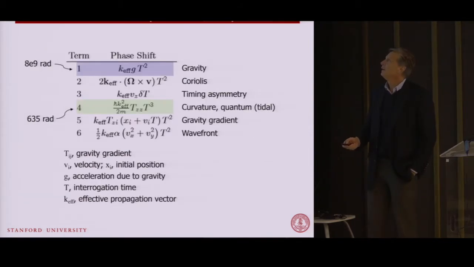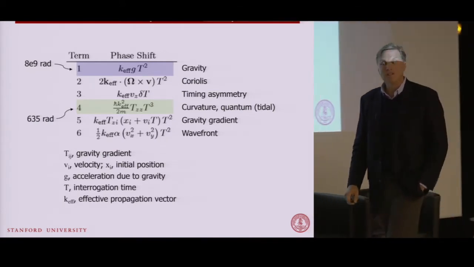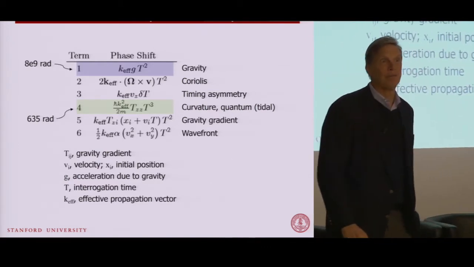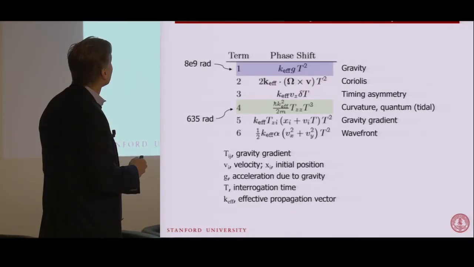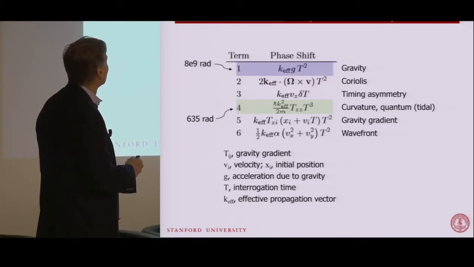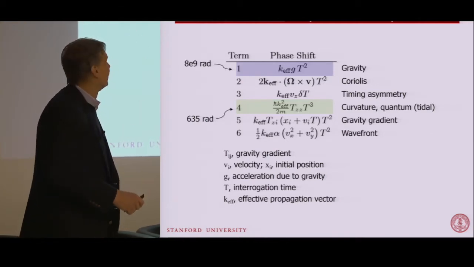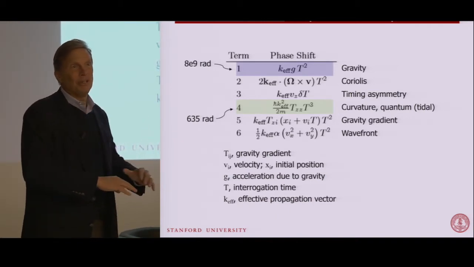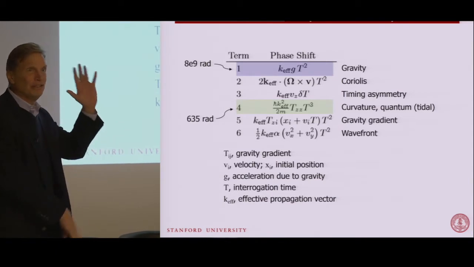OK, so let's talk a little bit more about what we can learn by measuring phase. So I go and I make a simple model that describes the motion of the wave packets in the Earth's gravitational field. I take into account the Earth is rotating. I can also take into account that the Earth has a gravitational gradient and a bunch of other stuff. In fact, we have some analysis. We call it the term list. We put the kitchen sink in there. And that term list has hundreds of terms in it.